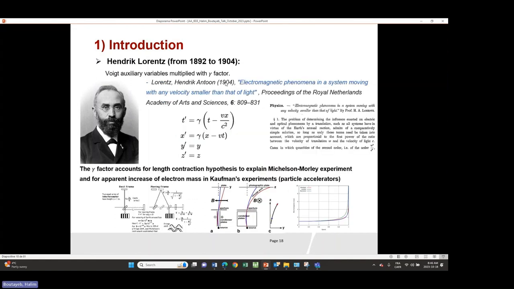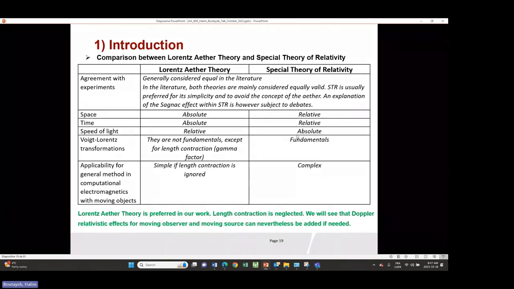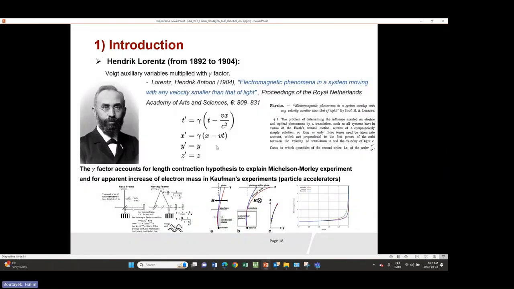In 1904, he used again Voigt variables, but he multiplied with gamma. So now you have the gamma in front of the T prime here, and also here it expands, and then we don't have any gamma in Y and Z. So why did he multiply with gamma? Because for him, it would account for a length contraction hypothesis to explain the Michelson-Morley experiment. We will come back to the Michelson-Morley experiment. And it would account for the apparent increase of the electron mass in Kaufmann experiments for particle accelerator. And then later on, we have special relativity. Special relativity uses exactly the same maths as the Lorentz work, but just the interpretation is different.